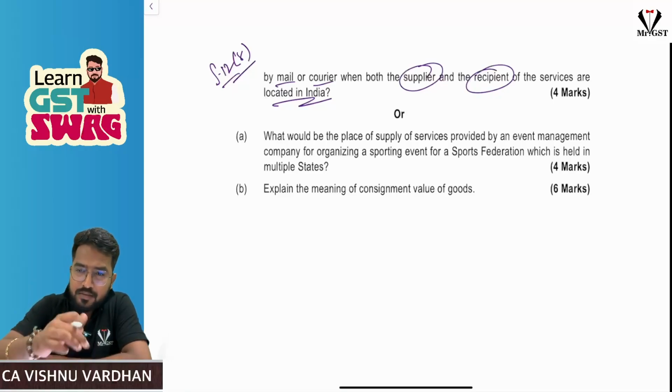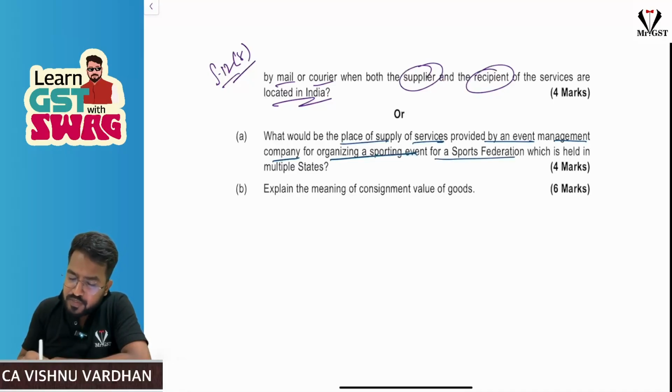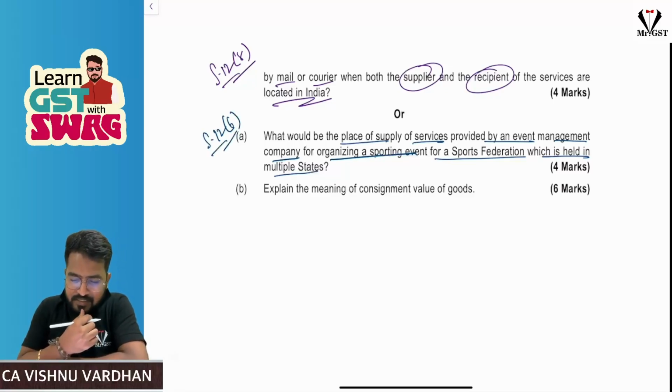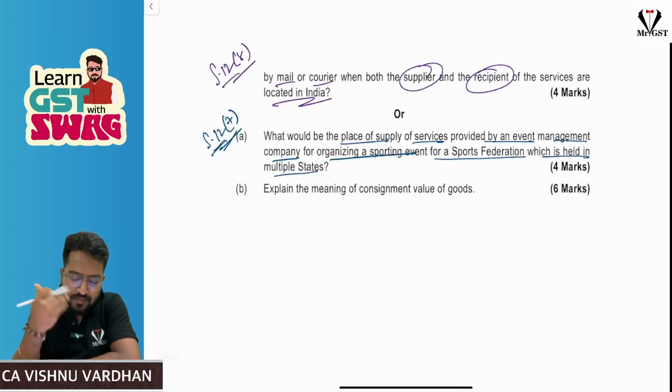Next one. What would be the place of supply for services provided by an event management company for organizing a sporting event for a sports federation which is held in multiple states? Again, this is regarding place of supply, where section 12 subsection 6 or 7 applies, organizing the event. It is 12 subsection 7, sorry. 6 is admission to an event, so 7 is organizing the event.